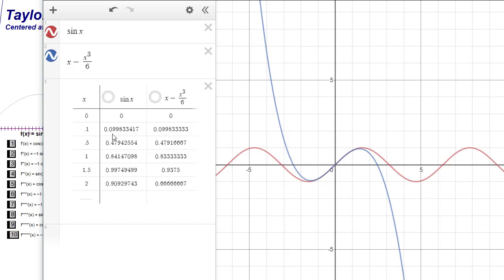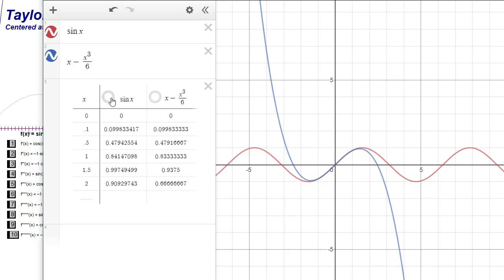The sine of 0.1 is actually 0.0998. And you can see that my polynomial, with just a third degree polynomial, is 0.0998. Sine of half a radian is here, 0.479, and my approximating polynomial is 0.479. Now you can see as soon as we move out to 1, my polynomial starts to have a little bit of error in it. And then you can see that at 2 radians, my approximating polynomial is not very good at all.